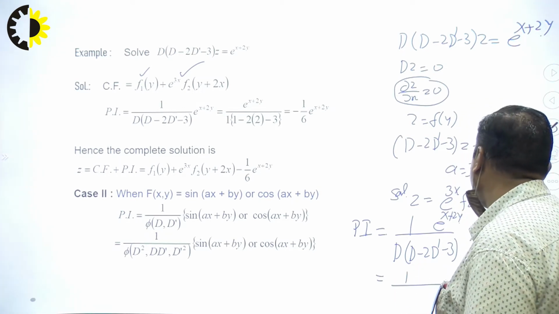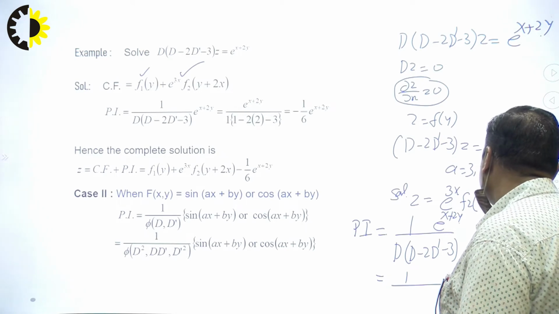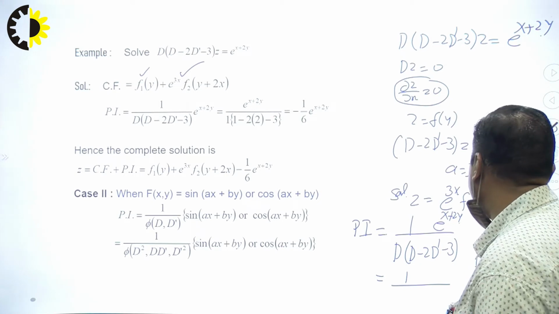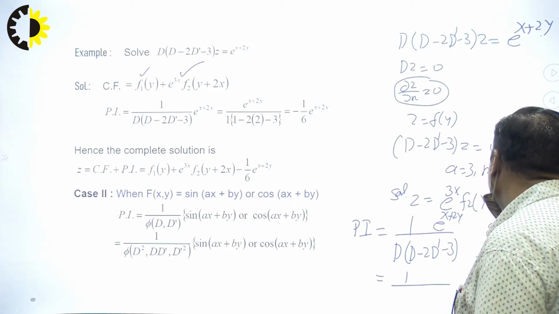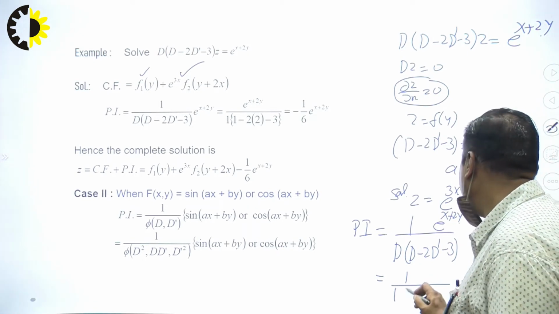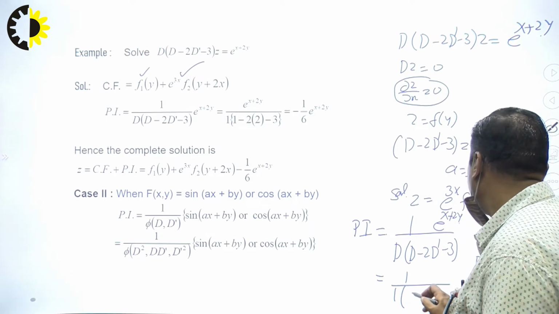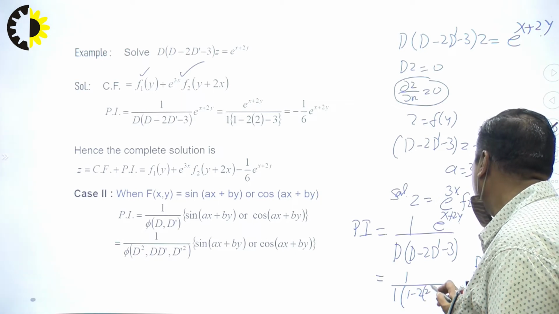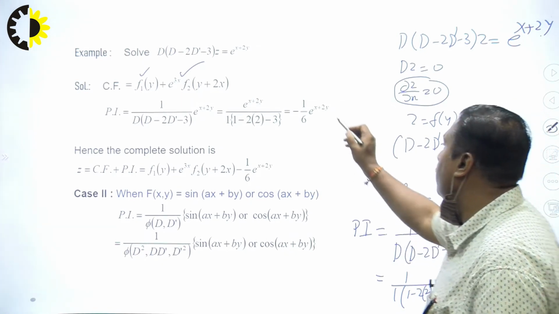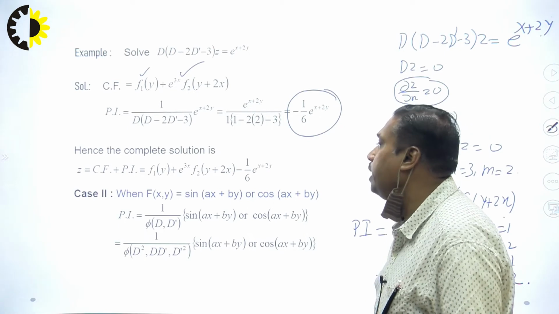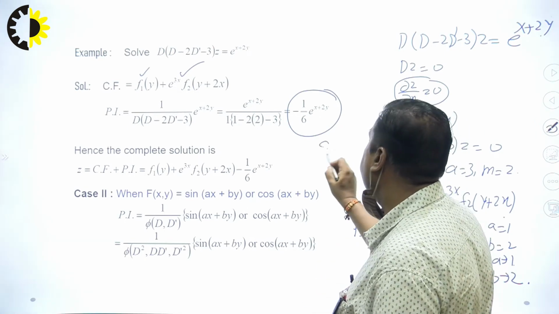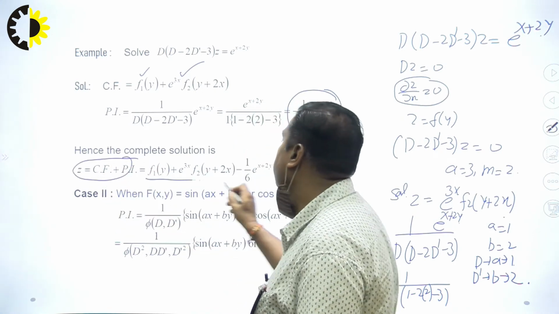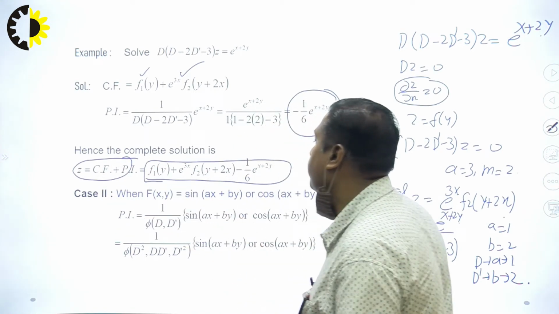D is replaced by a, D dash is replaced by b, and a is taken as 1, b is taken as 2. That becomes 1 upon (1 minus 2) into (2 minus 3), and that becomes 1 plus 1 by 6, e to the power x plus 2y. Therefore the solution is z is equal to CF plus PI, and that becomes the complete solution of our equation.